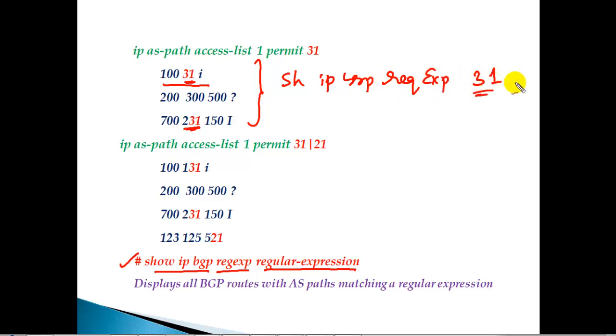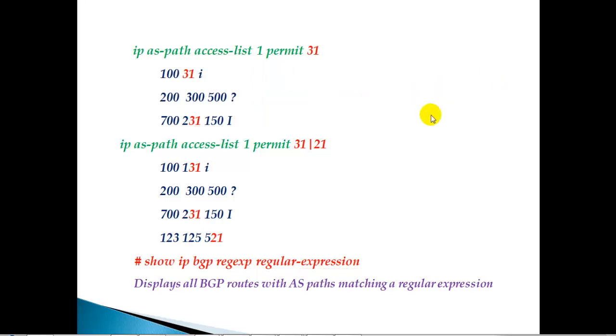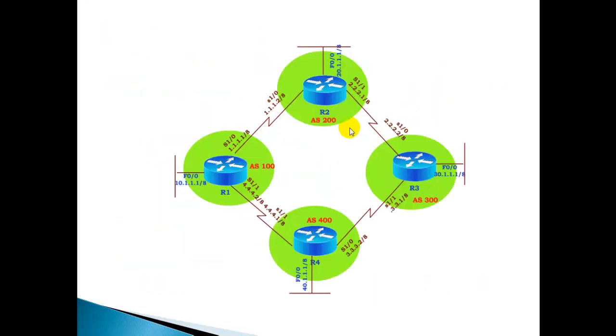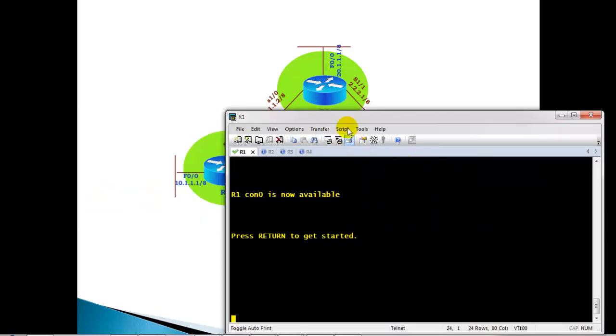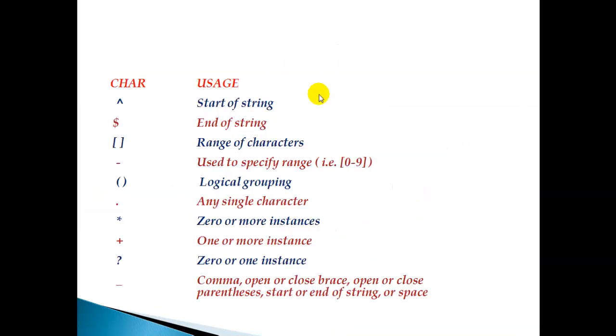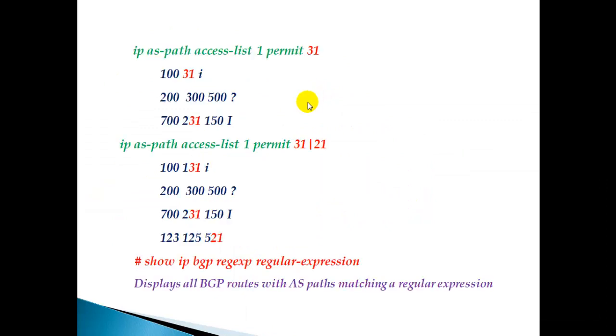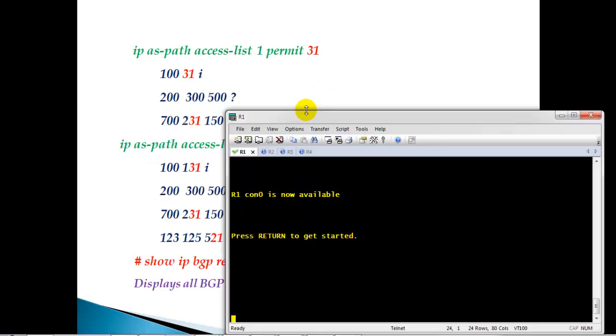So for practical verification, I've got a simple topology here. I've got 4 routers: router 1, router 2, router 3, router 4, the same 4 routers which I use for all my labs. Now they are pre-configured with autonomous systems 100, 200, 300 and 400. So let me get into the command line of those routers, and one by one I'll verify these AS path regular expressions.